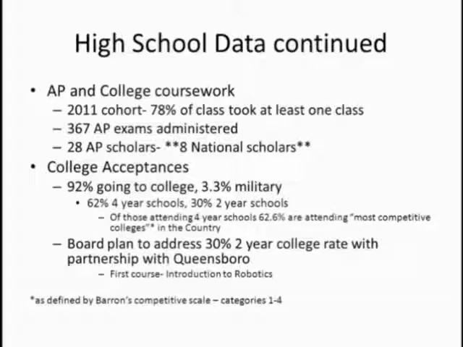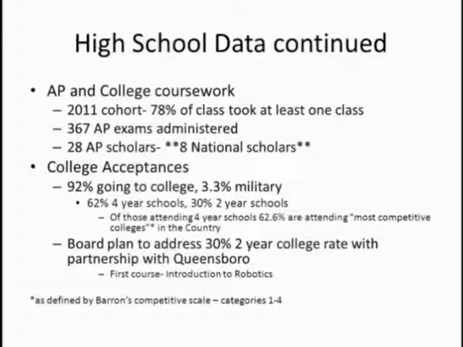College acceptances: 92% go to college, 62% to 4 years, 30% to 2 years. This has been a presenting problem in this community. Well, let me get to 30% in a second. So of those 62% that go to 4-year schools, what kind of schools are they going to?